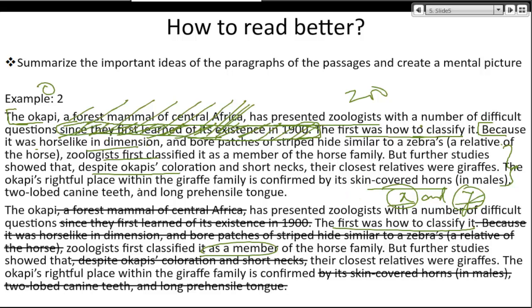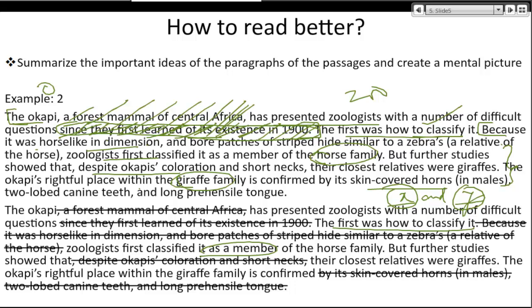The first one was how to classify it. Initially, they classified it as something, and later on, after some further study, they classified it as something else. So what was the first classification? The horse family. What was the second classification? The giraffe family. It becomes so simple. And that is how we say that I'm extracting the critical information.